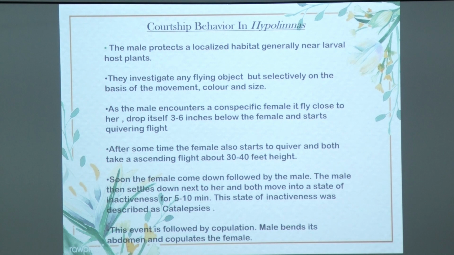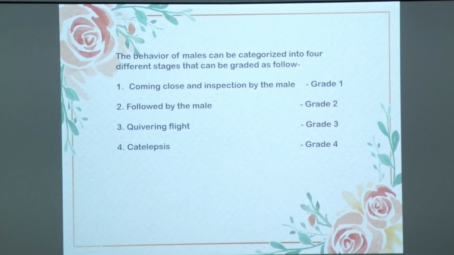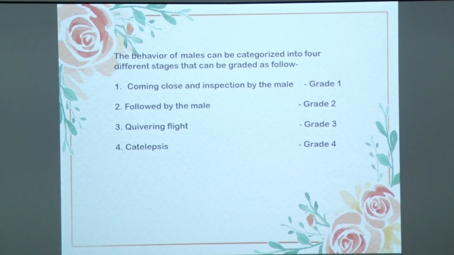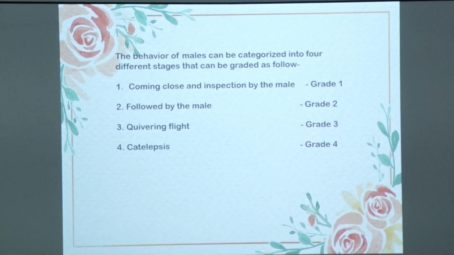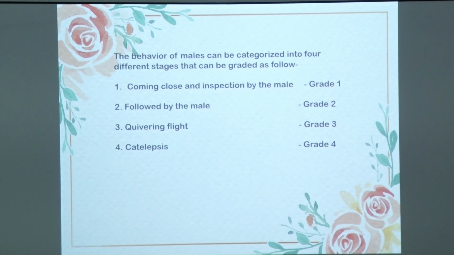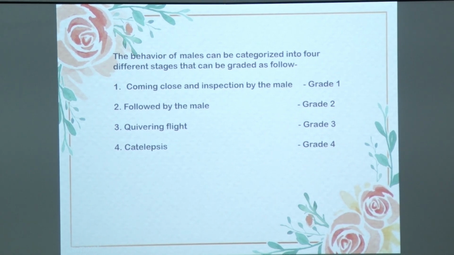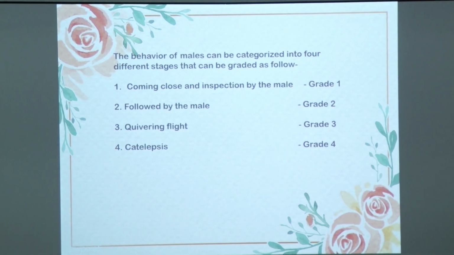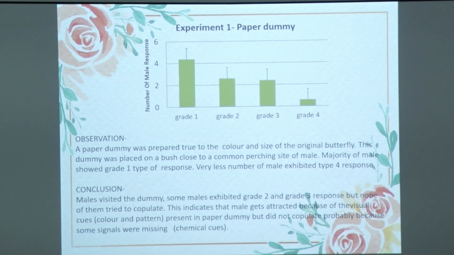In my research, what I have done is categorize these courtship behaviors into 4 different grades, and then we have performed different experiments using butterfly dummies, in which we prepared some paper butterfly dummies and also used some dead butterfly dummies. On the basis of the behavior of the male to the dummies, we have categorized grade 1 and 2 and so on.